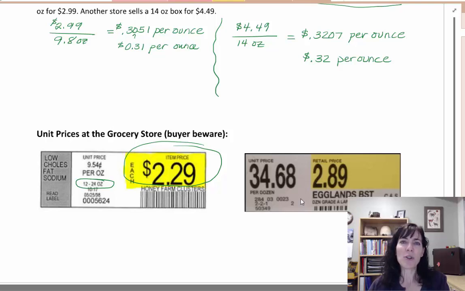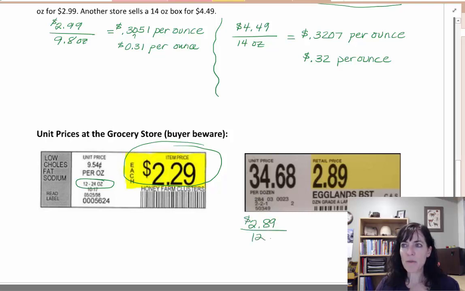So they saw per dozen and they thought they had to multiply the retail price by 12 because you're getting 12 of them, but that's really not the case. They should have divided so you would know per egg how much they charge. So it'd be $2.89 divided by 12, and then you would get a unit price. I'll write this down here, $2.89 divided by 12 eggs, and then you get a unit price of $24.08. So I'll just do 24 cents per egg.